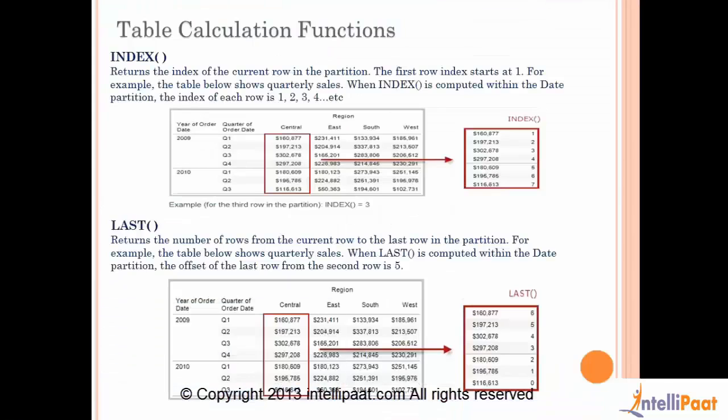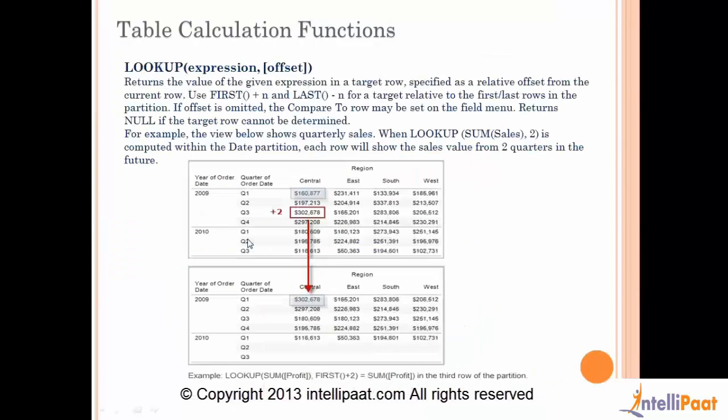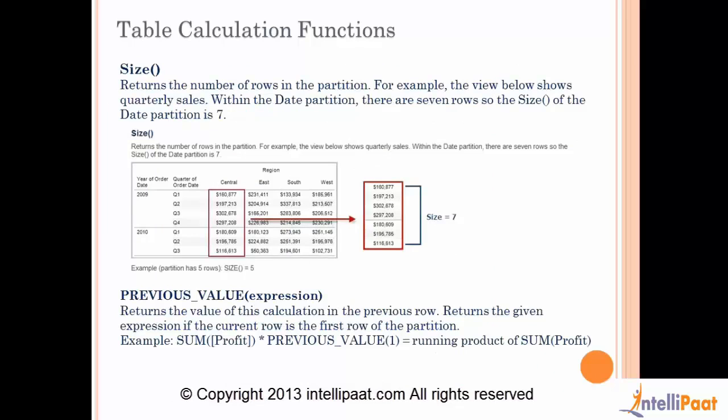So all the others are also similar. Last would give us the last, and then you have lookup. It's similar to the lookup that you would do in Excel. You use a lookup, and then say for which column, and this is the offset: how many rows ahead or minus, so that it will give you the value from that particular row. These are very simple functions which we don't have to write too much for. Just use the table calculated field dialog, go to formula and then functions, and use the table calculation functions.